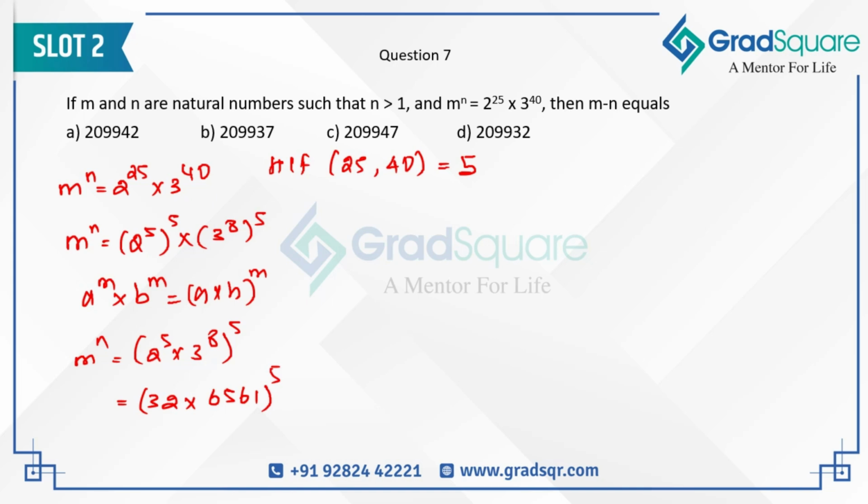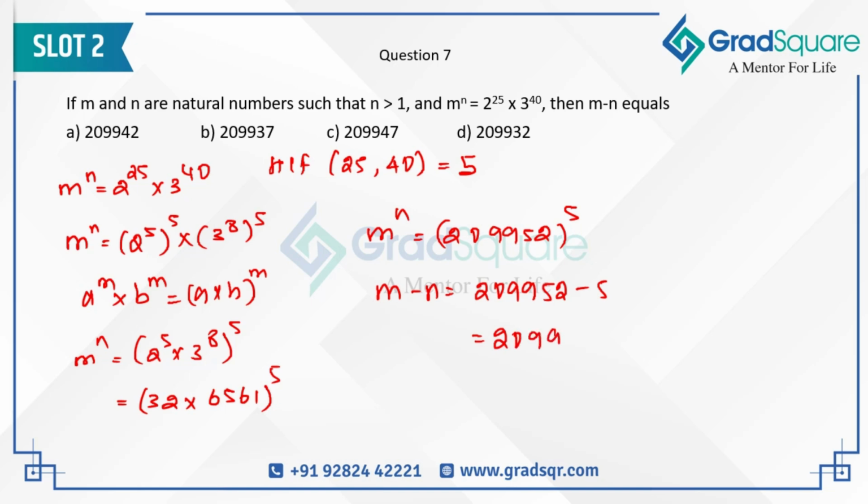So if I multiply the base value, m power n will become what? 20,992 to the power 5. Now we are required to calculate the value of m minus n, which is equal to 20,952 minus 5. So the answer will be 20,947. So option C is the answer for this question.